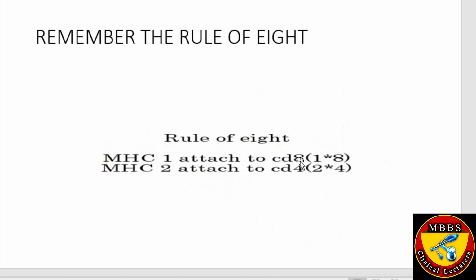So remember the rule of 8. What is the rule of 8? It's that MHC1 is always attached to the CD8 T cells and MHC2 is attached to the CD4 T cells. This is the rule of 8.